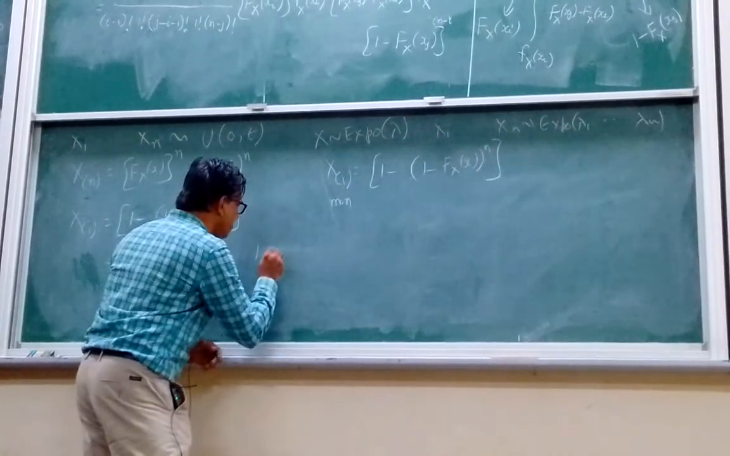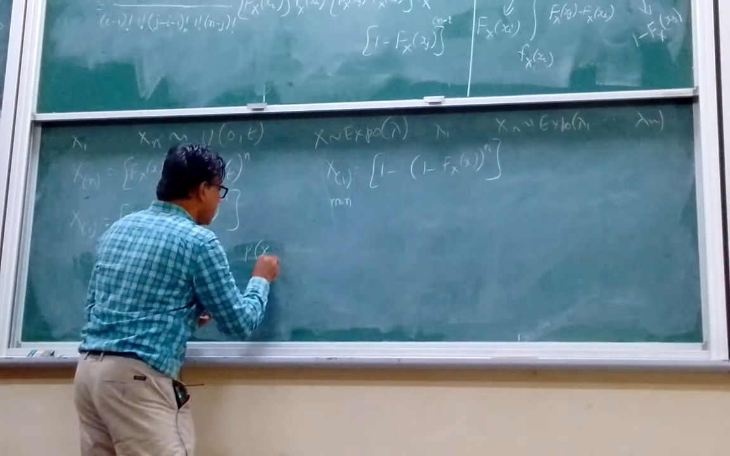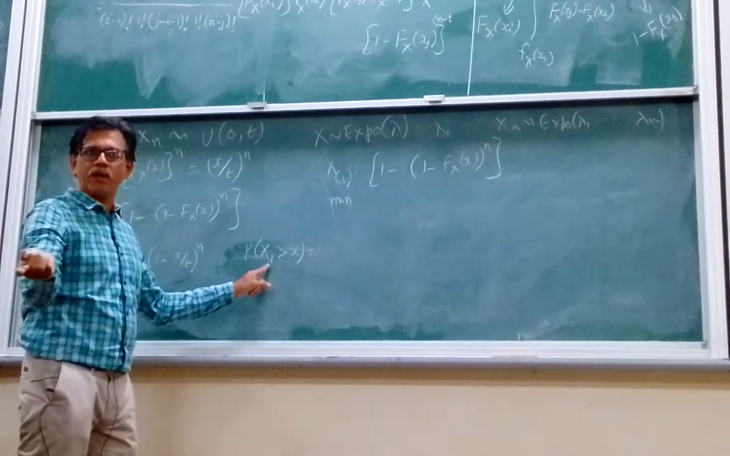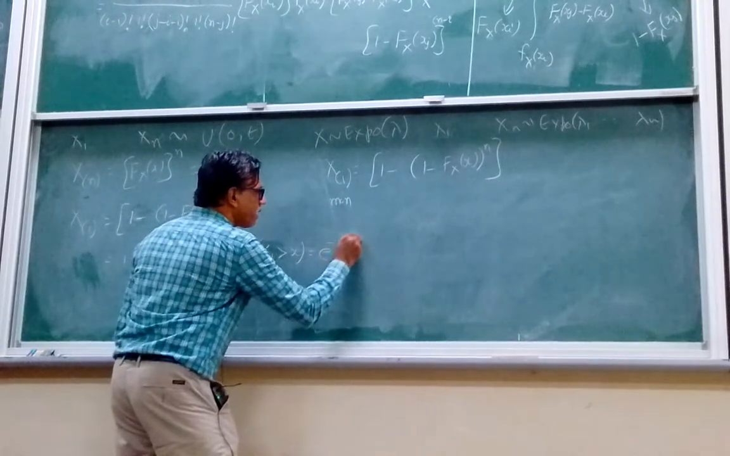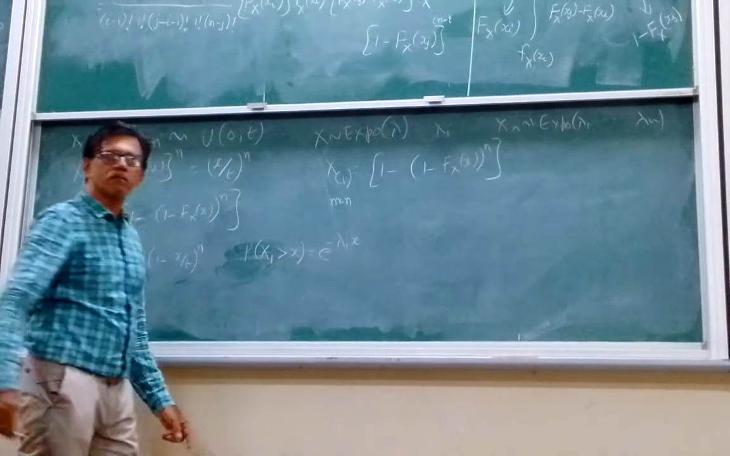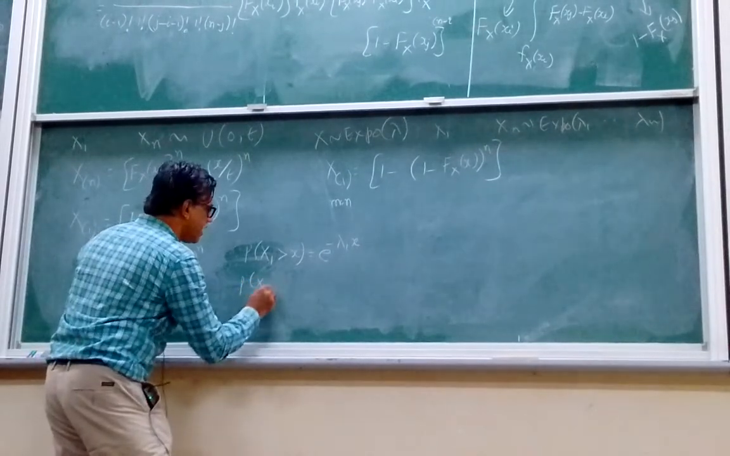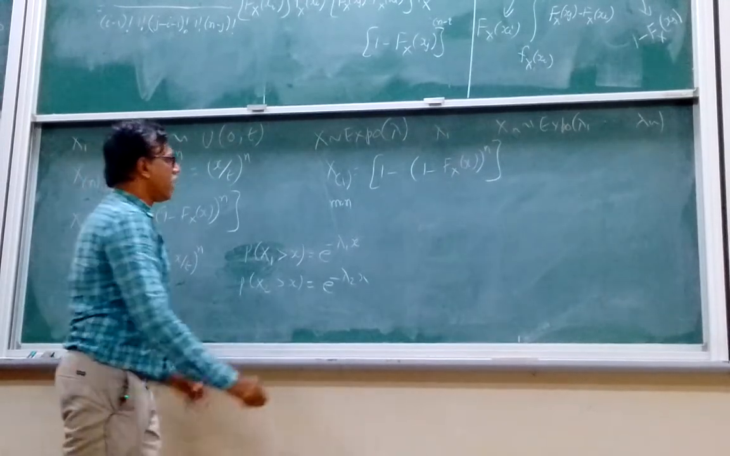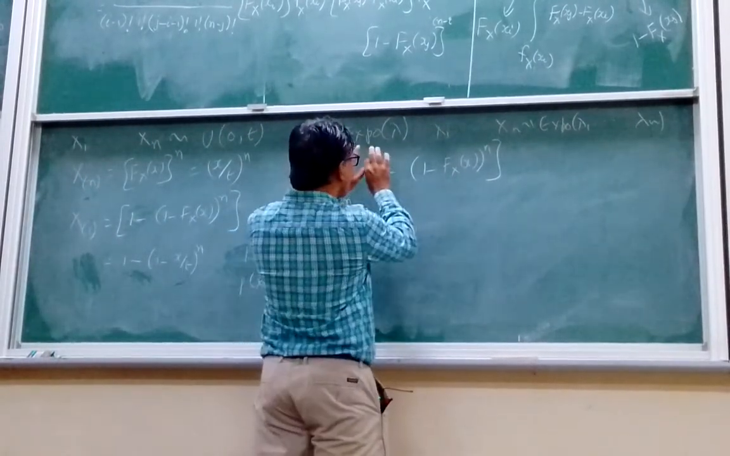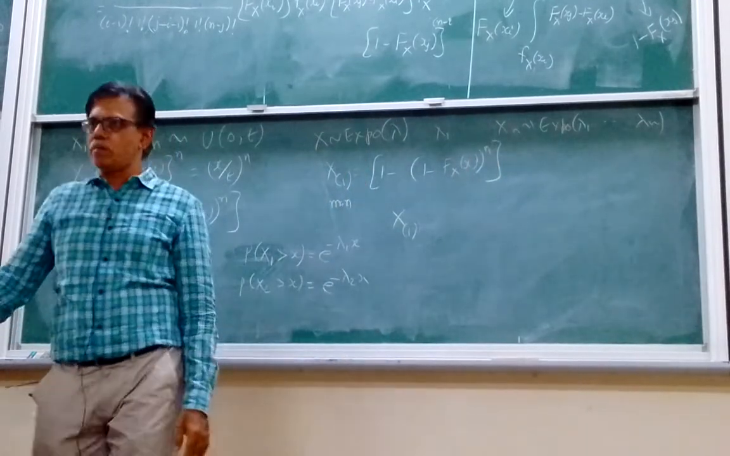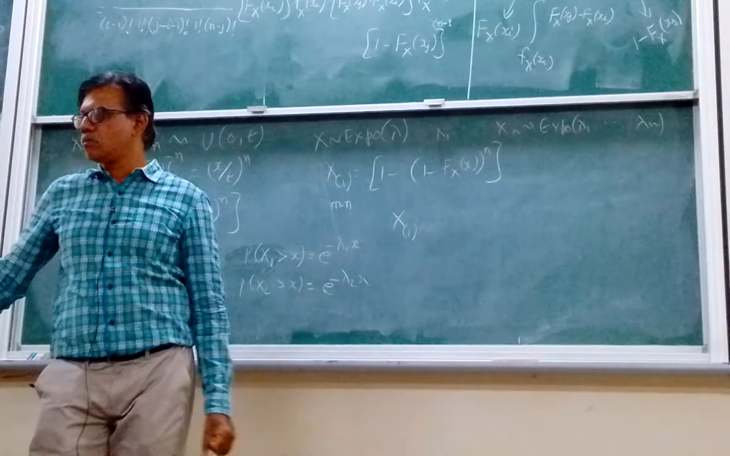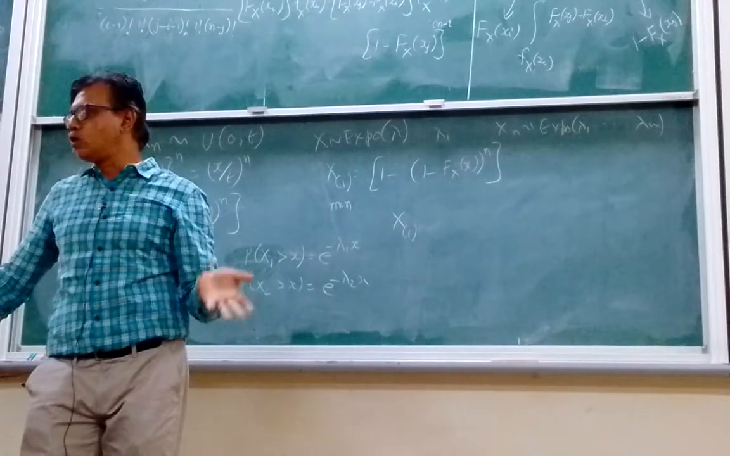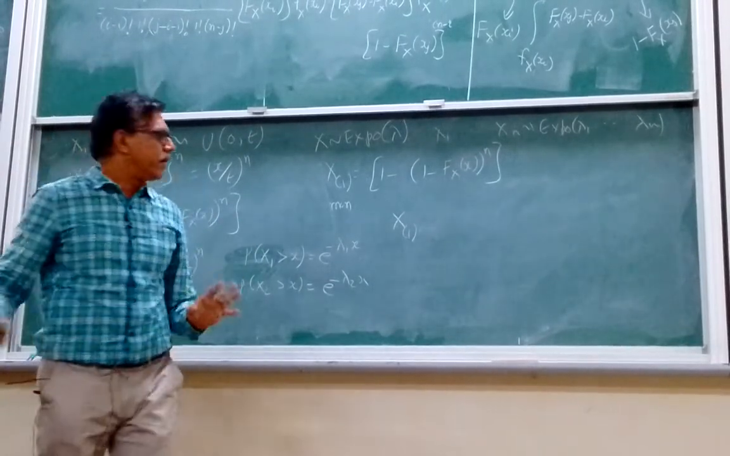What is the CCDF, the probability that X1 is greater than x? Where X1 is exponential with lambda, it is nothing but e power minus lambda 1 x. The probability that X2 is greater than x is e power minus lambda 2 x, and so on. So, if we have n exponentially distributed random variables and you want to find the minimum, what is the use? We have n bulbs, all same lifetime, exponentially distributed. You fit them. You want to know when the first bulb will go away.